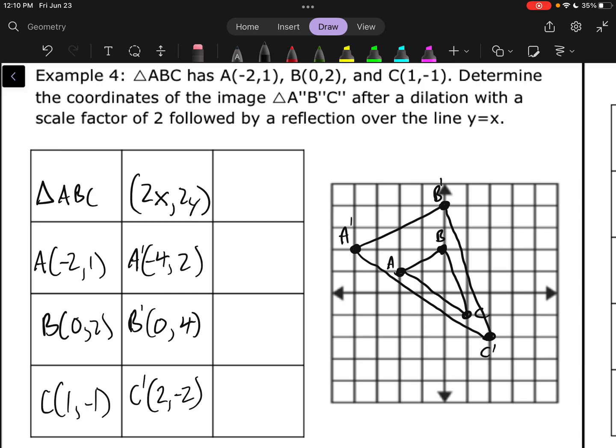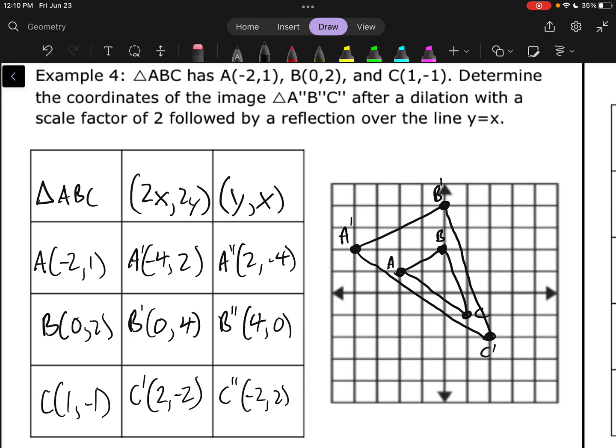And now we're going to take that thing and reflect it over the line y equals x. So to reflect over the line y equals x, that was the rule y comma x, where we swap the x and the y values. So A double prime would be 2, -4. B double prime would be 4, 0. And C double prime would be -2, 2.